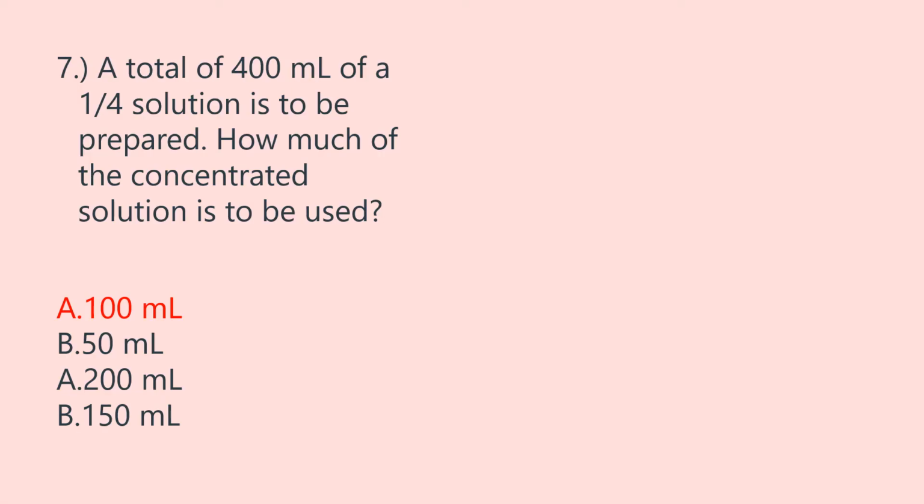Question number 7 states that a total of 400 ml of a 1 over 4 solution is to be prepared. So the question is, how much of the concentrated solution is to be used? That means what we are looking for here is the solute. Okay, so remember, 400 ml is the total volume, and you are given 1 over 4 dilution.